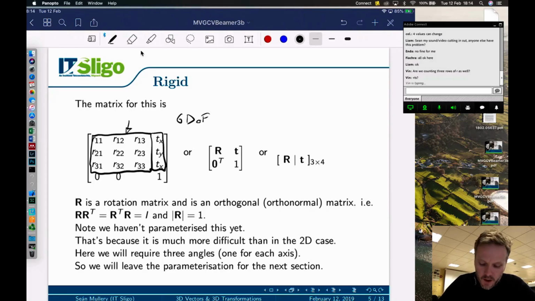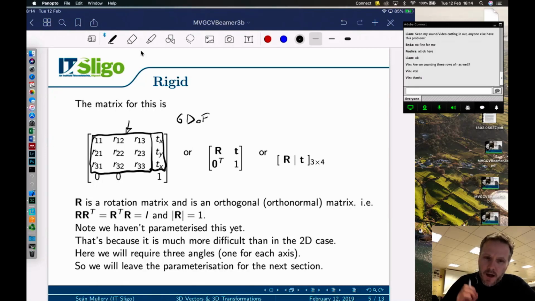Okay, so going back to the rotation matrix here, which is the 3 by 3 part of it, what we have is certain rules with regard to that matrix, which is that it's orthonormal or orthogonal. So that means that if I multiply it by its transpose, I will get the identity, which means that if I take my rotation matrix, its transpose is equal to the inverse of R.